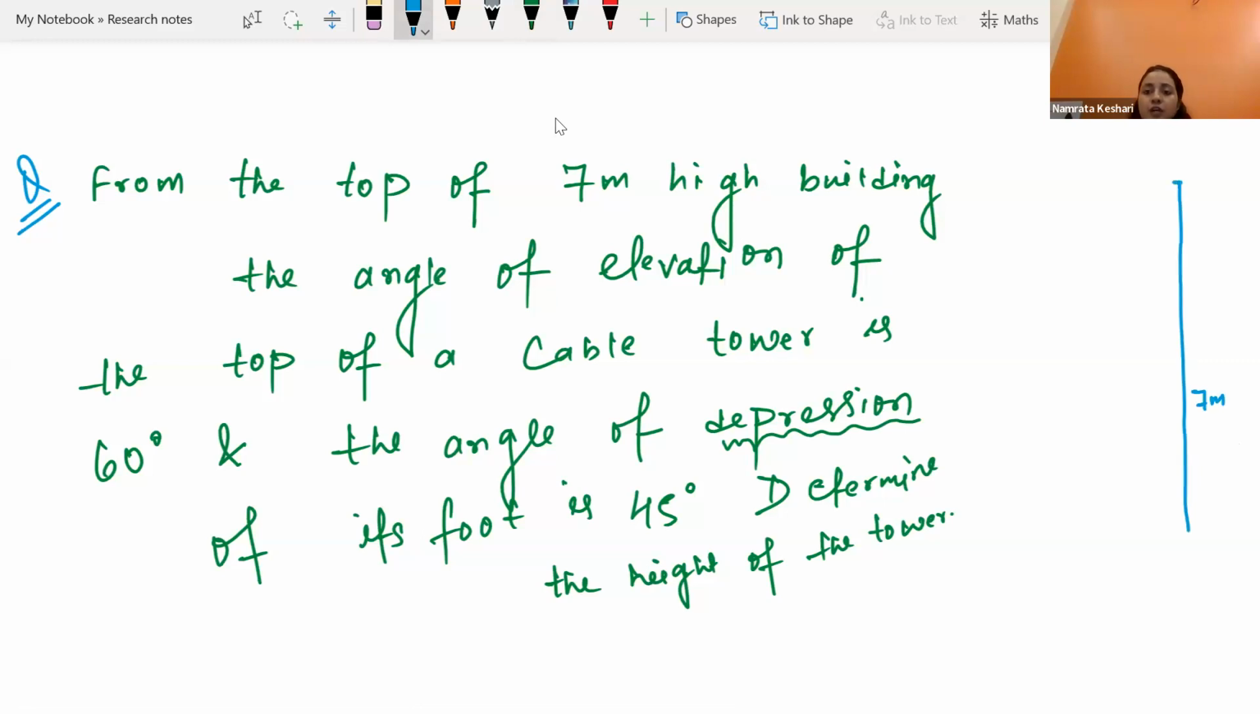From the top of that building, the angle of elevation of the top of the cable tower. Okay, there is one cable tower also. There is one cable tower on the ground as well. This one we are calling the cable tower, and the other one is the building, a 7-meter high building. Now from the top of the 7-meter high building, the angle of elevation of the top of the cable tower is 60 degrees.